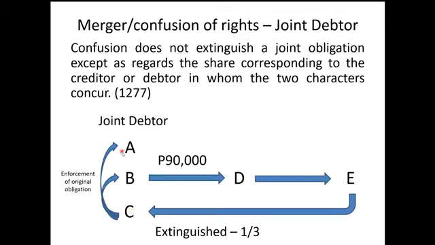Ang problema, since A, B, C are joint, C cannot represent A and B. Kaya ang effect niyan, pag merge kay C, extinguished lang siya to the extent of 1/3. Hanggang 30 lang. Kaya yung balance na 60,000, pwedeng ma-enforce ni C as against A and B, based on the original obligation. Enforcement ng original obligation yan, kasi ang na-extinguish lang sa 90 is only 30,000.